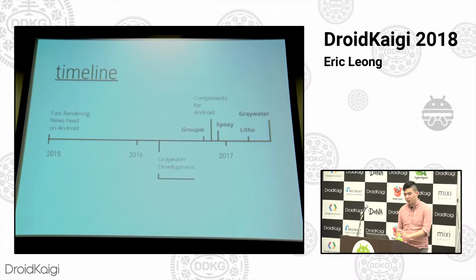During that time when we were building it out, Groupie from Genius was released, and then Facebook wrote another blog post called Components for Android, and then Epoxy was open sourced. Litho was open sourced, and then finally, I don't know why we were last in this train of RecyclerView libraries, we decided to open source Graywater, so you can find that online. I have a link at the end.